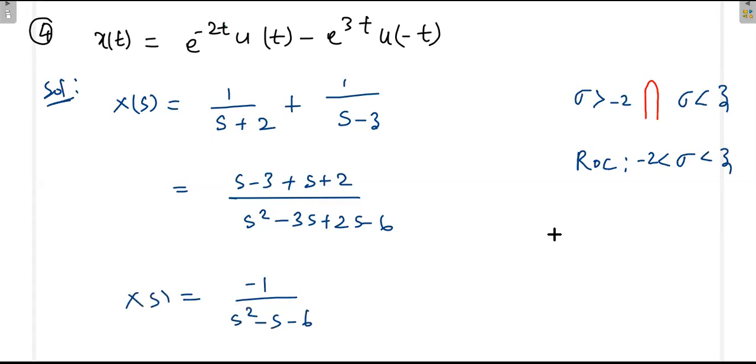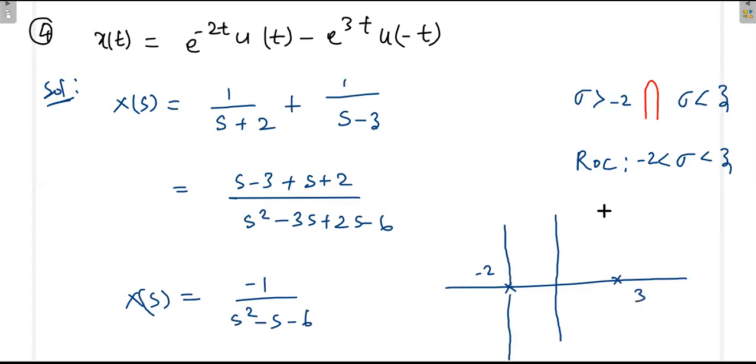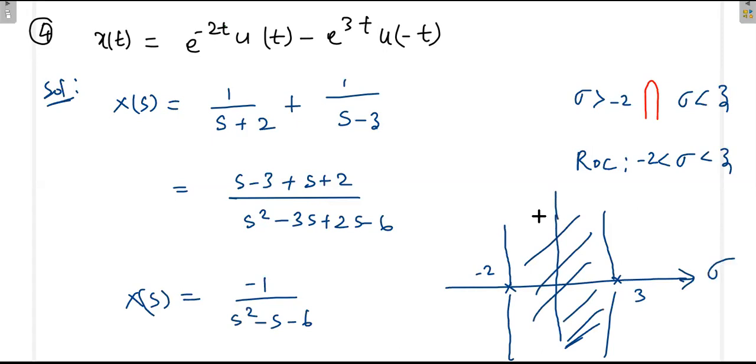What is the ROC diagram? One pole is present at minus 2 and another pole is present at 3. Again, the ROC is in between minus 2 and 3. This is the ROC, region of convergence. This is sigma and this is j omega. So next problem, fifth problem.